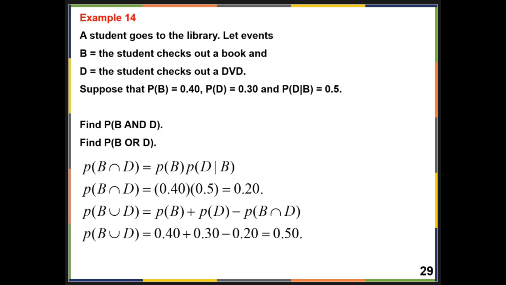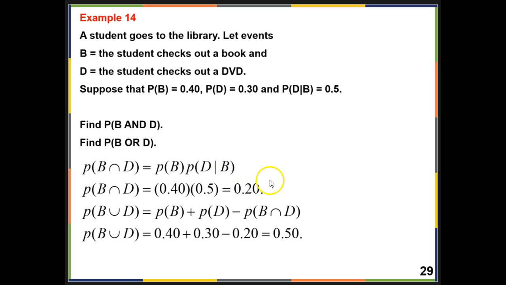Here's another example. A student goes to the library. Let event B equal the student checks out a book. D is the student checks out a DVD. The probability of checking out a book is 0.4 and checking out a DVD is 0.3. And the probability of D given B is 0.5. This is what we need to find: the probability of B and D.